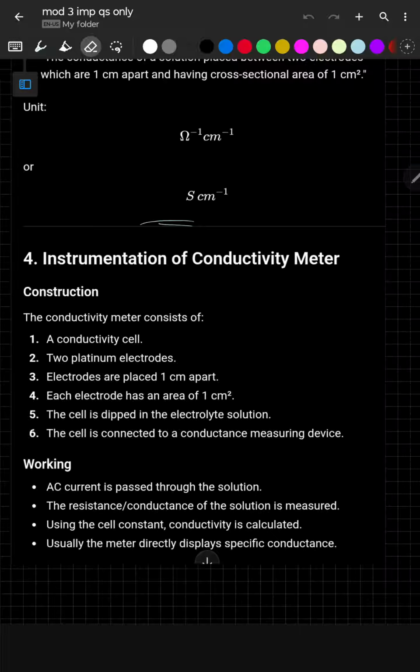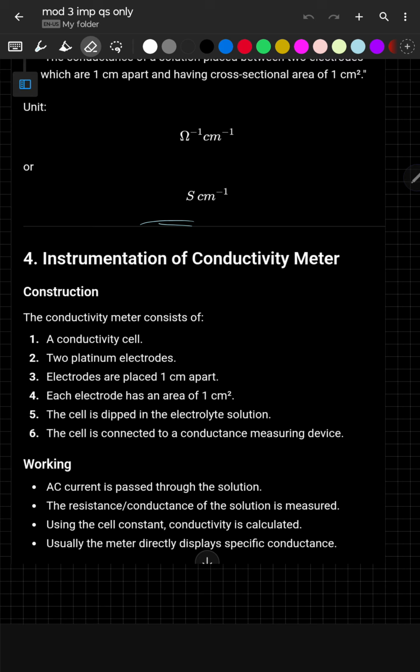Okay, so once again I'll repeat what all is there. First of all, a conductivity cell is there, which has 2 platinum electrodes, and the platinum electrodes are of 1 centimeter square area. They are placed 1 centimeter apart. The cell is dipped in the electrolyte solution, and the whole system is connected to the conductance measuring device. This much is clear.